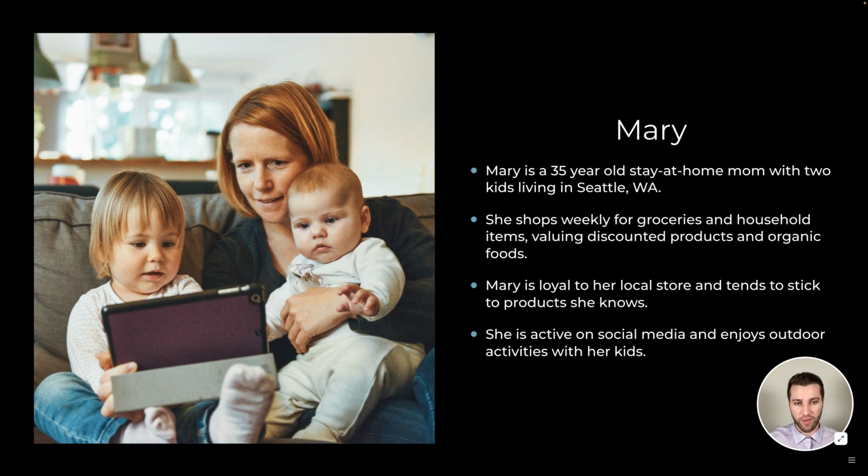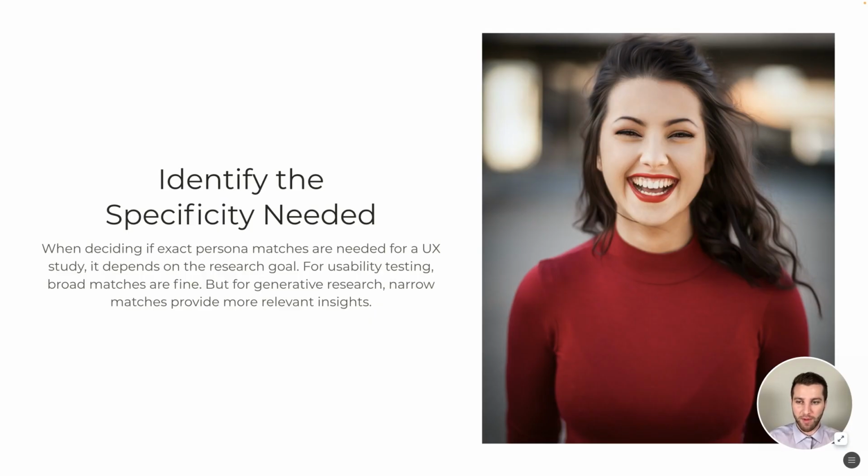So the example here is we have Mary. Mary's 35 years old, a stay-at-home mom, 2 kids, living in Seattle, Washington, shops weekly for groceries, likes discounts. She's loyal to her local store and doesn't really veer too much into different products she doesn't know. She's active on social media and enjoys outdoor activities with her 2 beautiful children. So again, a good idea to get specific like this, but that doesn't mean we're going to get this specific in our screener.